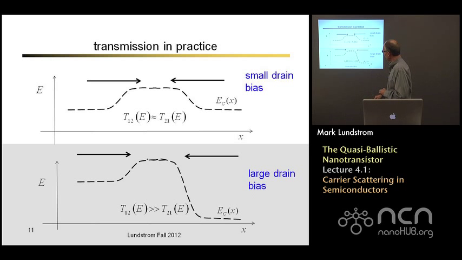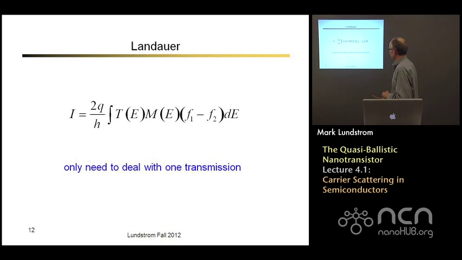Under large drain bias, we can have electrons transmitting from contact 1 to 2, but this very high electric field and barrier at the drain will make it very difficult for electrons to transmit from contact 2 to contact 1. So in that case, we only have one transmission to worry about, and the fact that the two aren't equal won't be too much of a complicating factor for us. So in practice, we're going to be able to get by with just one transmission.